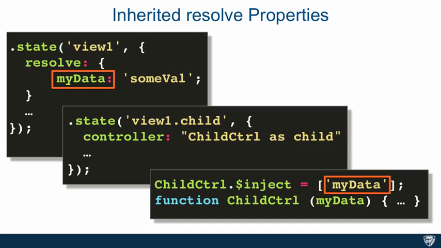Let's take a look at an example of how to use child states by displaying the details of a clicked shopping list item right inside of the main shopping list template.